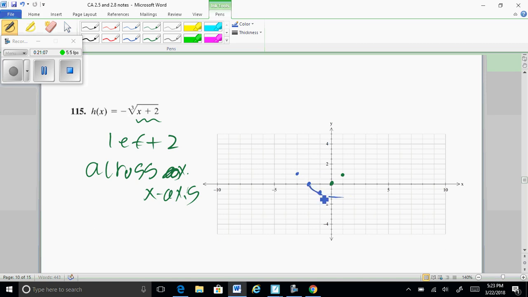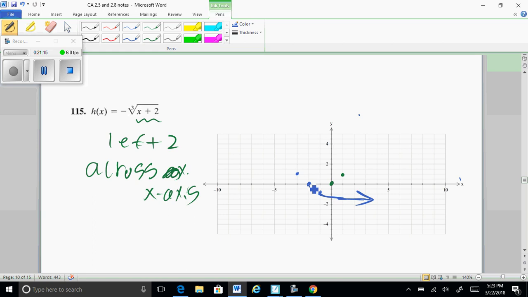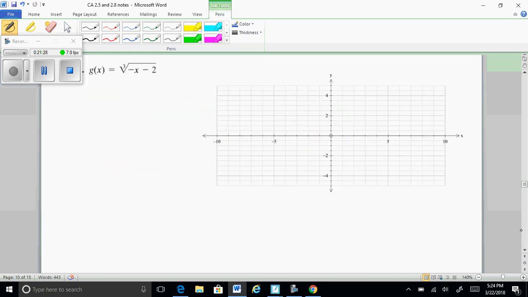I mean, it's the same basic shape, but now one of them is going to the left, I go up, and going to the right, I go down this time. There we go. All right, last one. Thank goodness. Okay, here we go.